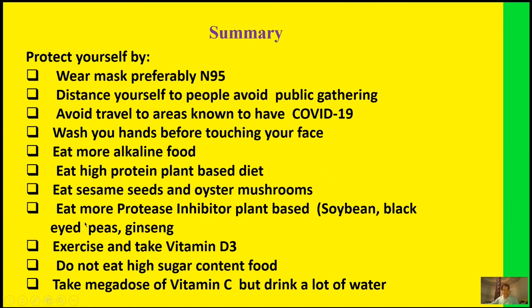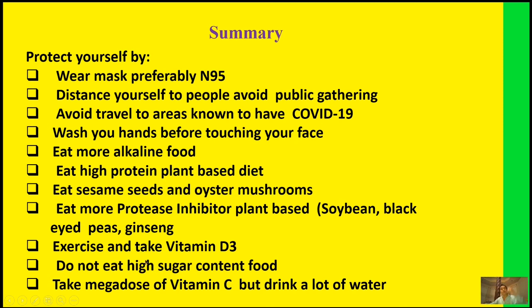and reduce your symptoms. Eat more protease inhibitory plant-based foods. The soybeans, black-eyed peas, and ginseng are known to have a very strong or potent trypsin inhibitor. So therefore, by eating this protease inhibitor food, you can delay or retard endocytosis of the virus.